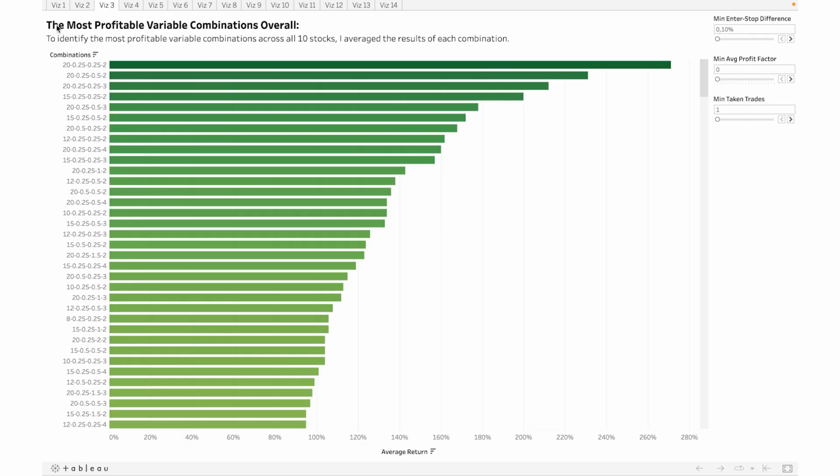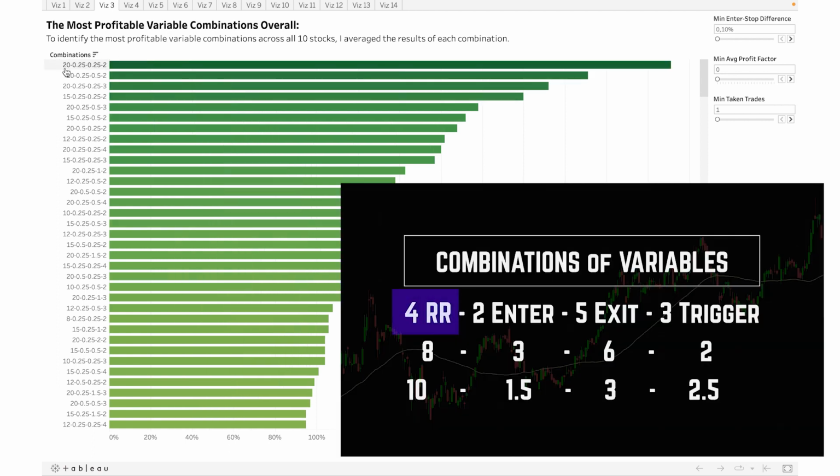The third chart shows the most profitable combinations of variables overall. These results were obtained from the third R script, where we gathered all the totals and calculated an average. Remember that the first number represents the risk used. The second number is the multiplier for the average negative to get the entry. The third number is the multiplier for the average positive to get the exit. And the fourth number is the multiplier for the entry to get the trigger level.